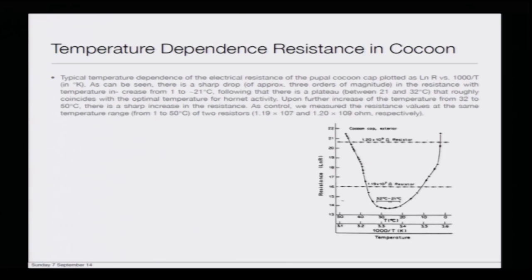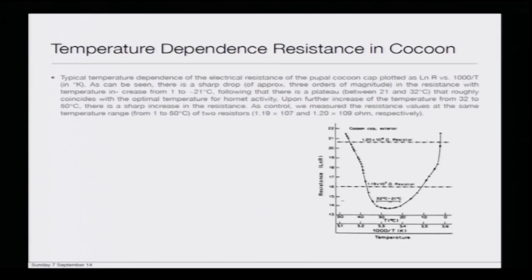The typical temperature dependence of the electrical resistance of the pupal cell cap is plotted versus the absolute temperature. There is a sharp drop, approximately 3 orders of magnitude, in the resistance between 1 to 21 degree centigrade. Following that, there is a plateau between 21 to 32 degree centigrade that roughly coincides with the optimal temperature of the Hornet activity.